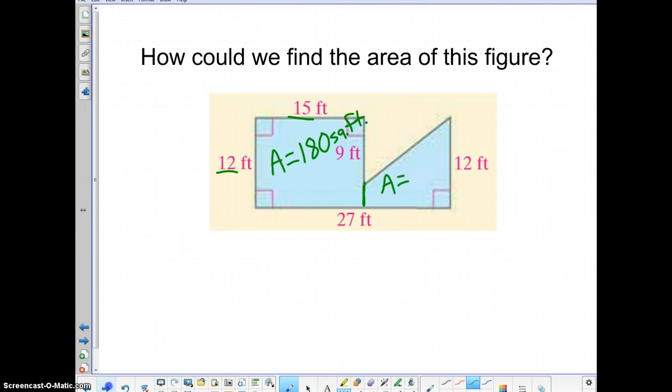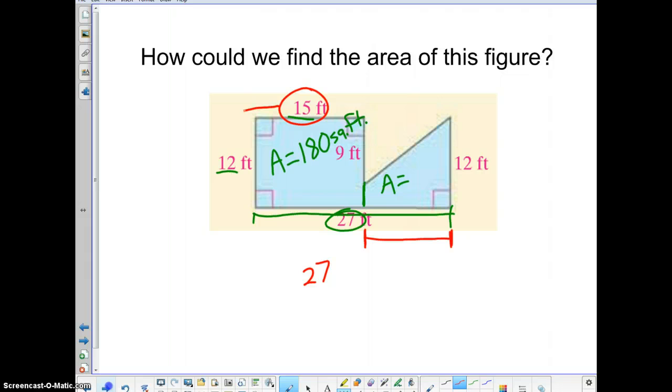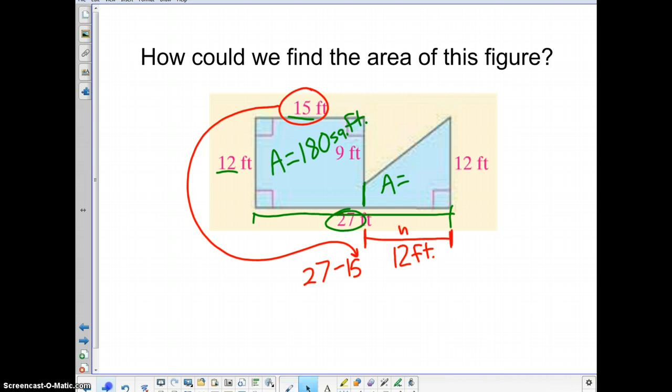Now the area of this trapezoid is a little tricky, because this 27 feet is talking about this whole length right here, but we don't need that whole length. We just need the length, which would end up being the height of our trapezoid. And how we do that is we take the 27 feet, that's the whole length, and subtract this 15 right here. 27 minus 15 gives us 12 feet. That will be the height of our trapezoid.